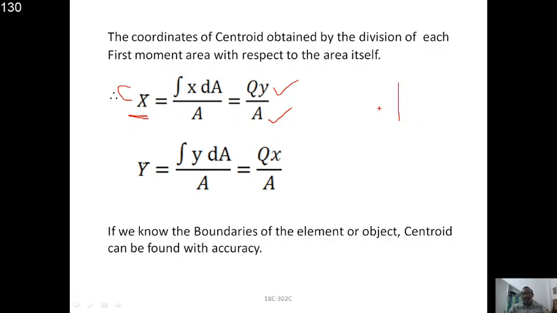So what is the x bar? So for this object, this distance will be the x bar. If the object is like this, so this is the x bar point.